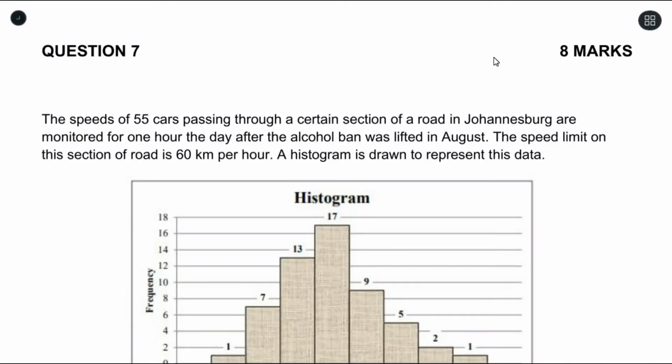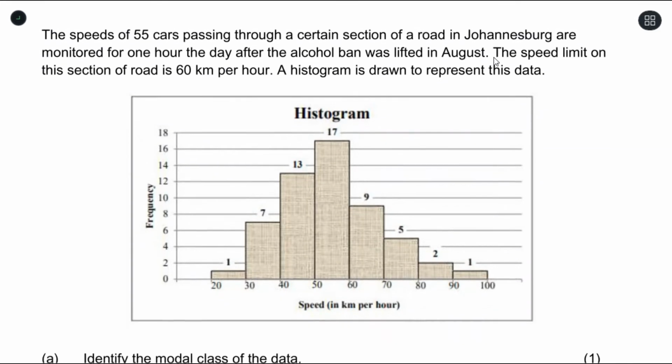Next question, question 7. This question says the speeds of 55 cars passing through a certain section of a road in Johannesburg are monitored for 1 hour the day after the alcohol ban was lifted in August. The speed limit on this section of the road is 60 kilometers per hour. A histogram is drawn to represent the data. So this is your histogram.